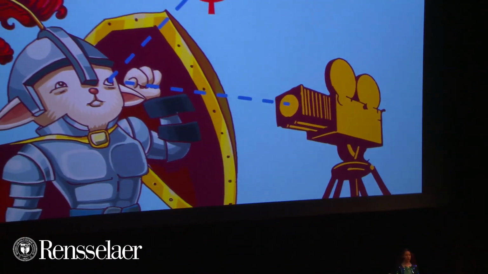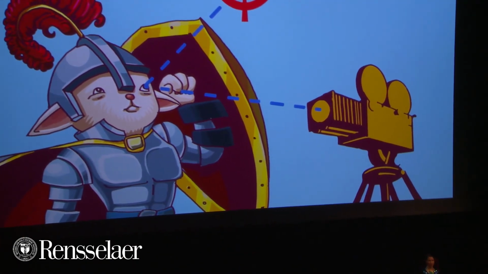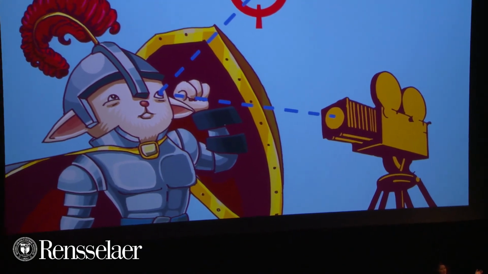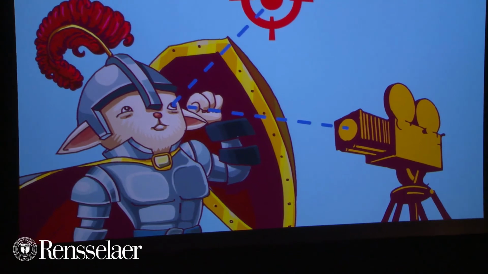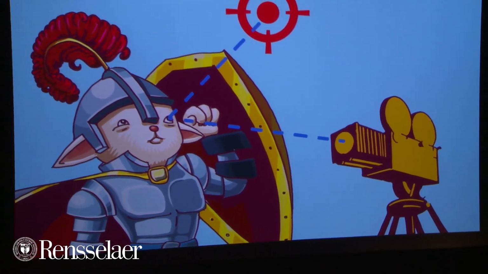Another trick you can do is you can use NPCs, non-playable characters. If you have an NPC that makes eye contact with the first-person camera, and the NPC then looks in a different direction, the player will naturally follow the gaze.